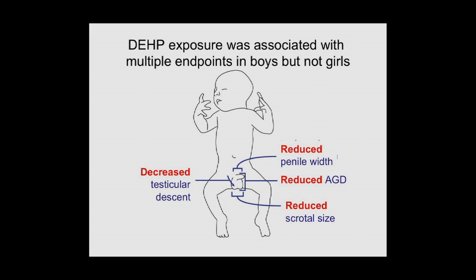So we also found, associated with DEHP, decreased testicular descent, smaller width of the penis, and reduced scrotal size. We didn't see any hypospadias, but obviously the sample size was too small. So we feel that we did see, at least preliminarily in a very small sample, an analog of the rodent phthalate syndrome in humans.